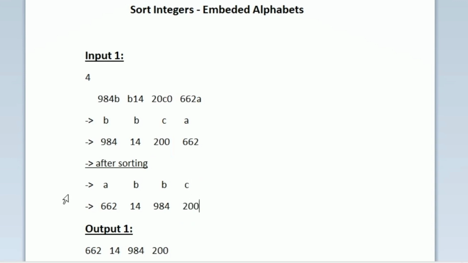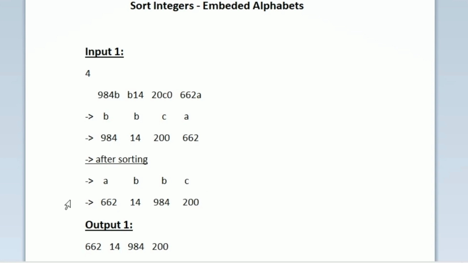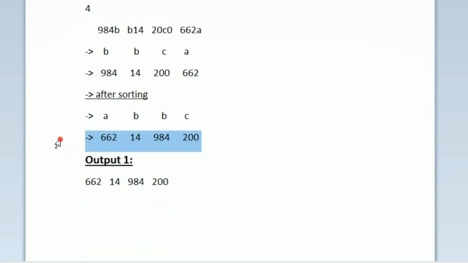This is how we will be sorting the alphabets array. We sort the alphabets array in ascending order, and if two or more characters are the same, then we sort based upon the integers. This is how our integer array will look after sorting. In our expected output also we can see that we get the same output: first 662, 14, 984 and 200. This is how we get our output.